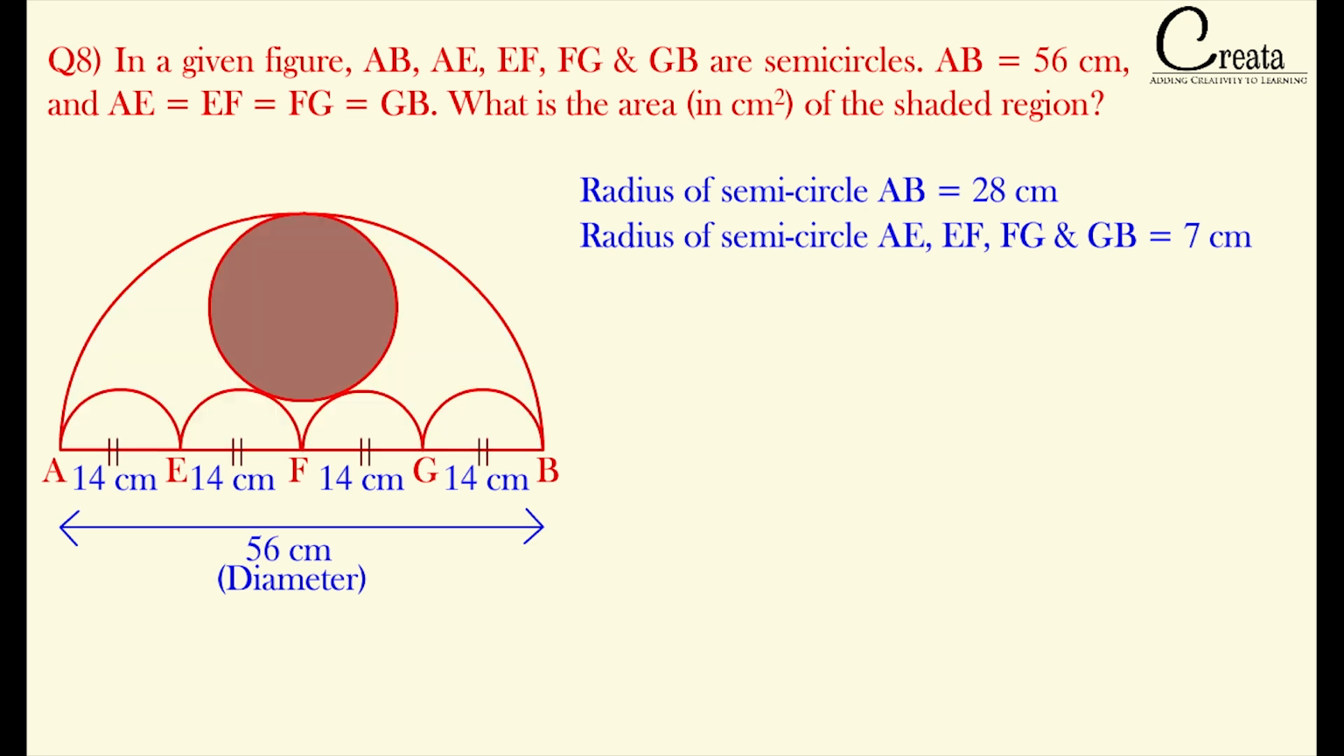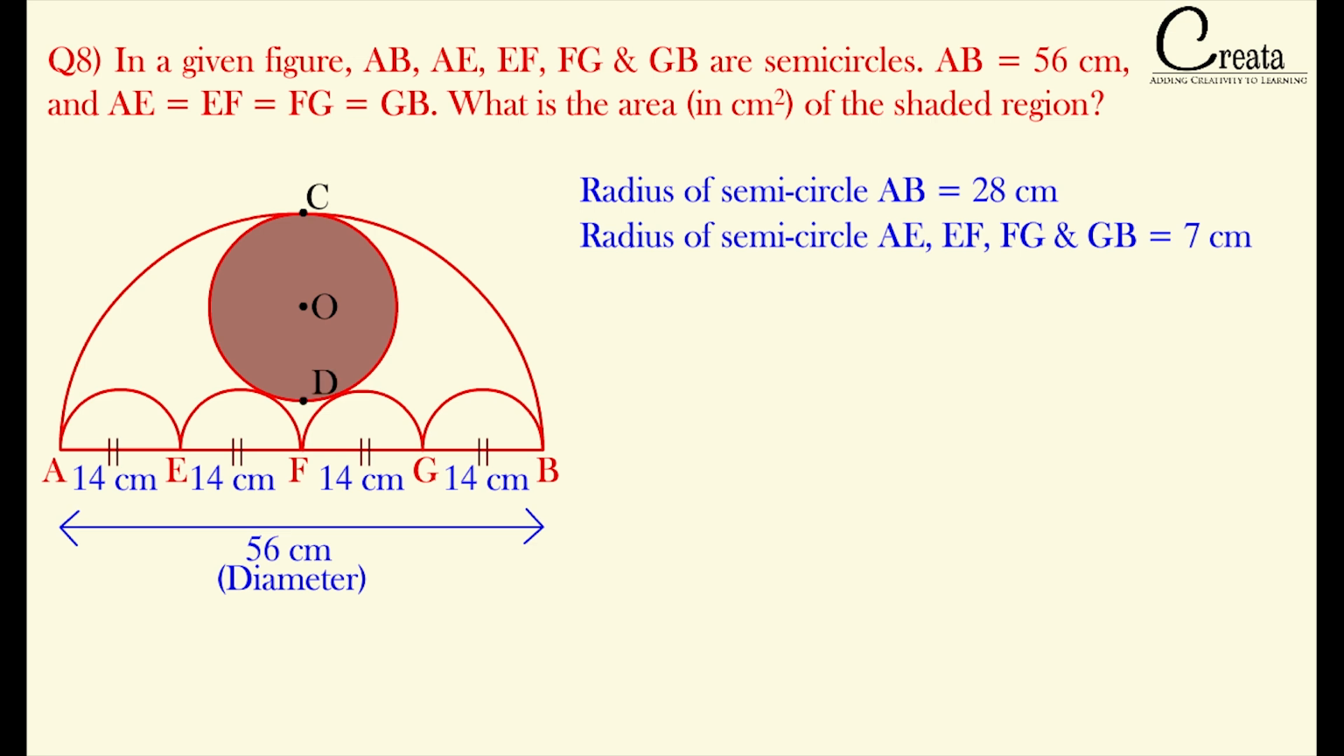And in this question, we have to calculate the area of this shaded region. That is, we have to calculate the area of this circle. So first of all, let's assume the center point of this circle as point O, the topmost point of this circle as point C, and the bottommost point of this circle as point D.